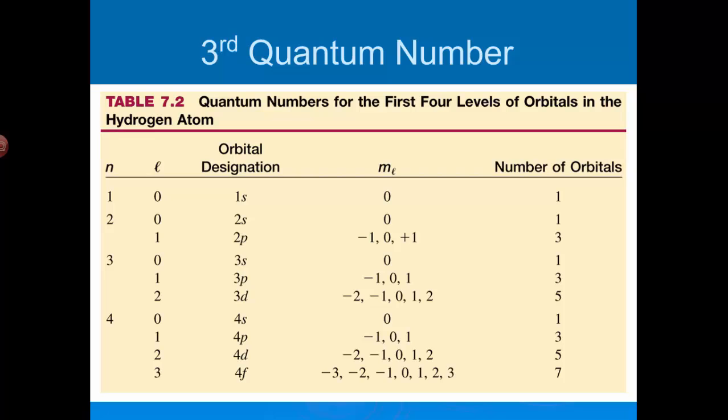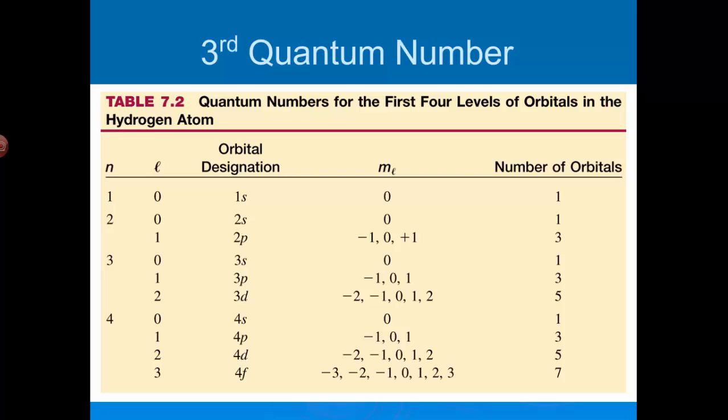If n is 2, then there will be 2 values of L. They will be 0 and 1. If L is 0, that's an S orbital. So n equals 2, L equals 0, we're talking about the 2s sublevel. And again, there will only be one value of M sub L, it'll be 0, which is talking about one orbital. But if L is equal to 1, that's a P sublevel.